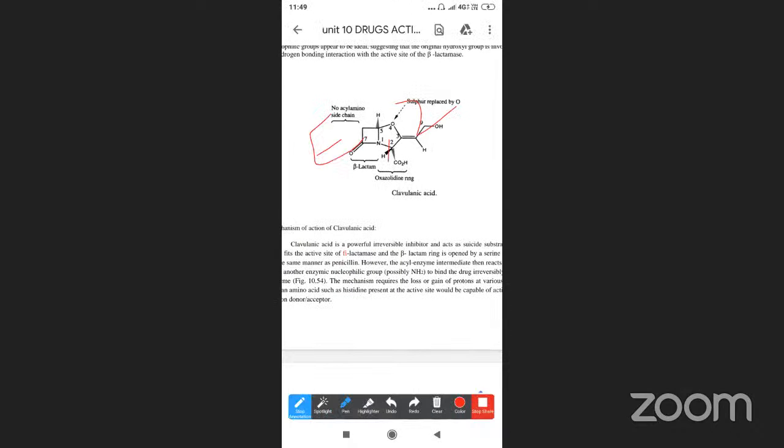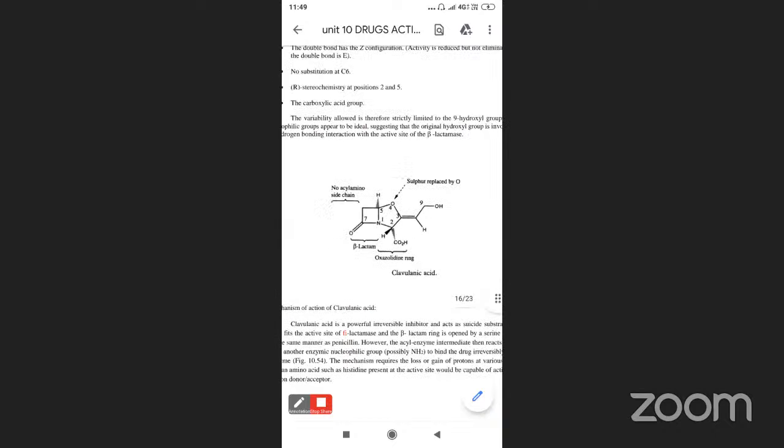E/Z nomenclature you already came across in your first year stereochemistry. E/Z nomenclature, R/S nomenclature, D/L nomenclature. So all these are the configurational, meaning geometrical isomers here, right? So here the configuration of the double bond or the olefin is Z configuration, right? Where the E configuration is inactive, and the Z configuration is active here, right?